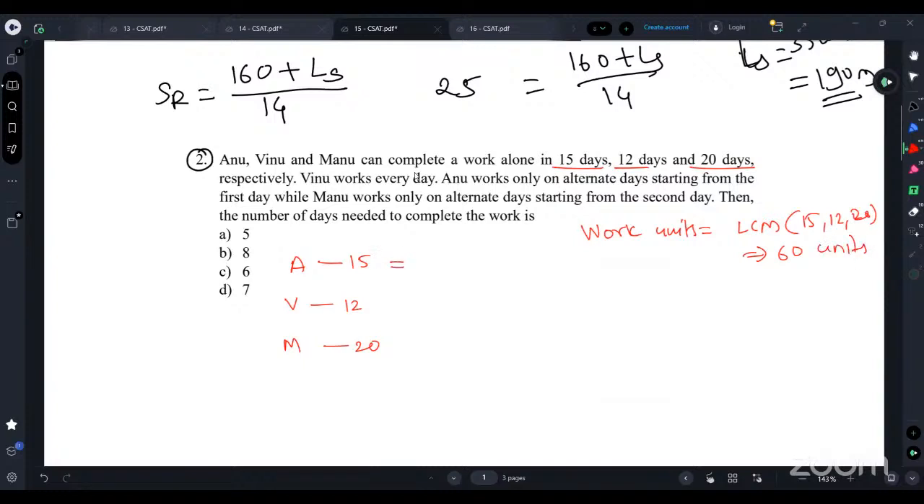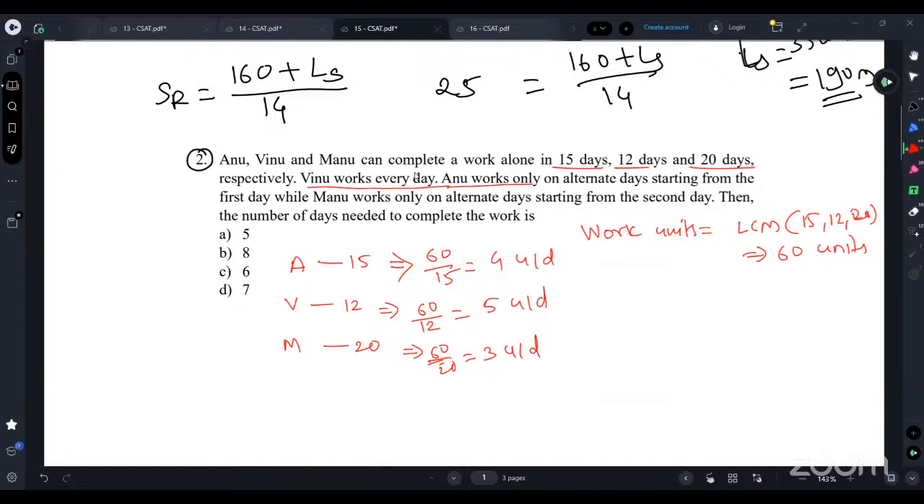Now let's calculate how much work will be completed by Anu in one day. That will be 60 by 15, so 4 units per day, right? Again, it will be 60 by 12 for Vinu, so 5 units per day. And for Manu, it will be 60 by 20, which is 3 units per day for Manu, right?